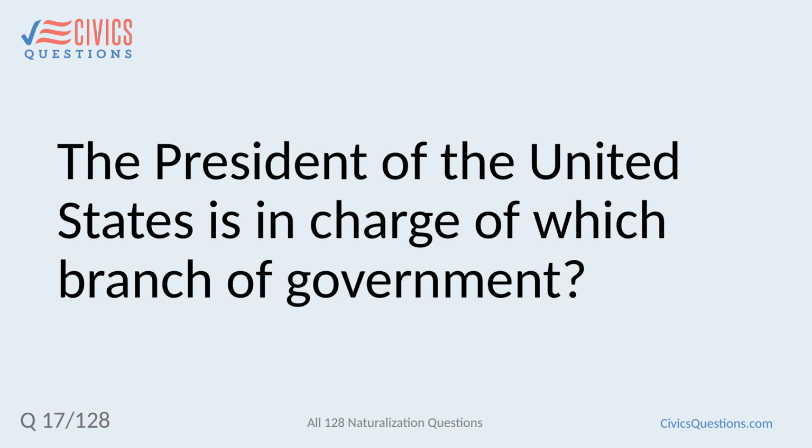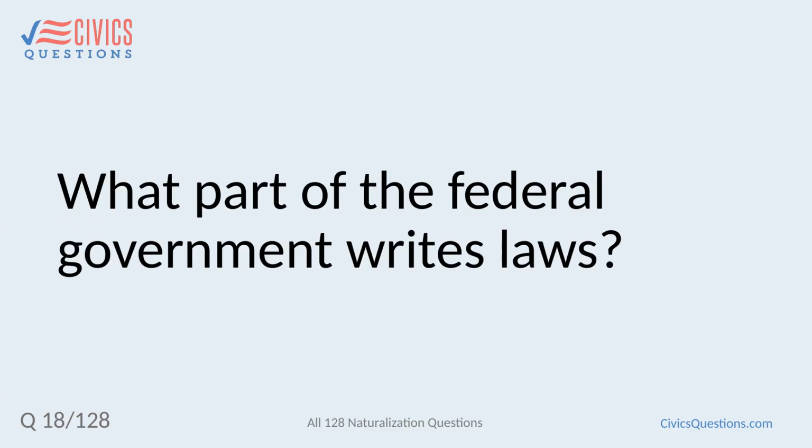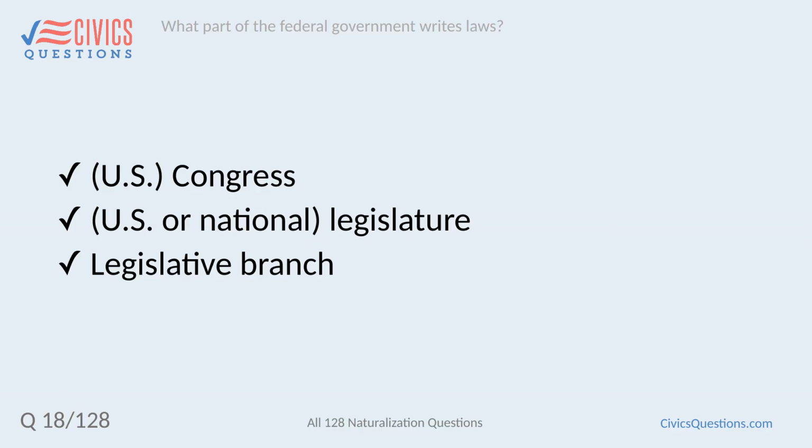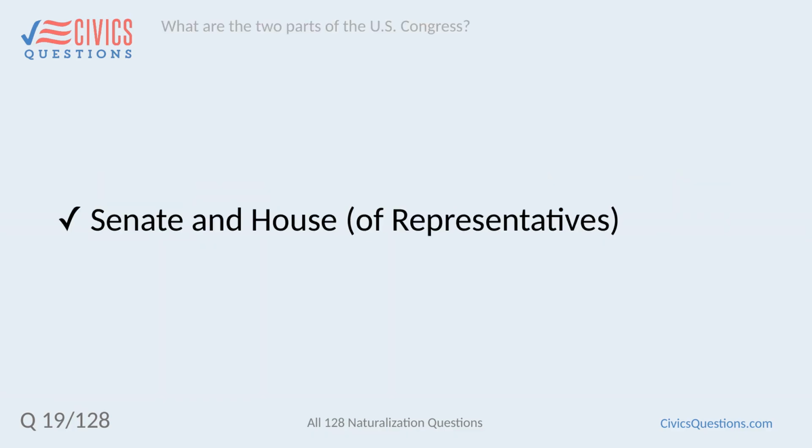The President of the United States is in charge of which branch of government? Executive branch. What part of the federal government writes laws? U.S. Congress. U.S. or national legislature. Legislative branch. What are the two parts of the U.S. Congress? Senate and House of Representatives.